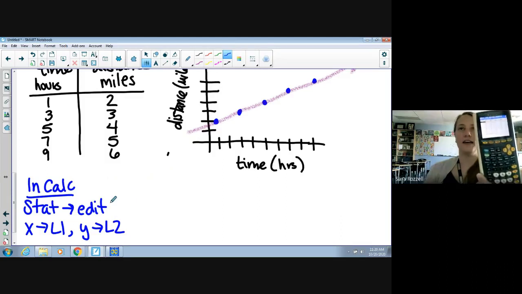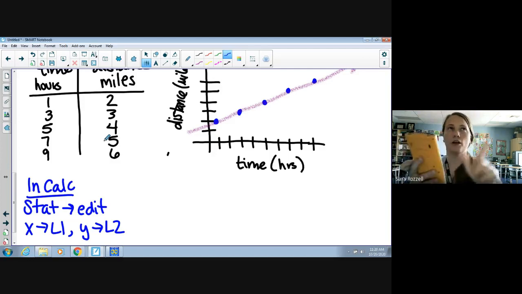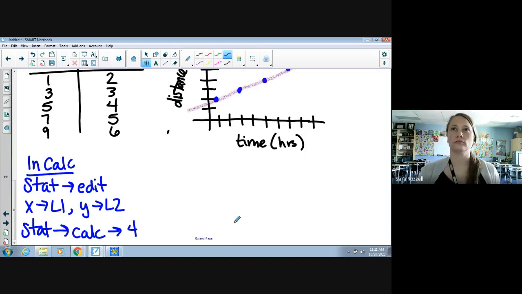So right now, if you have a calculator available to you, or you've got one on your Chromebook, go ahead and type your X's in L1, just in that same order, and your Y's in L2. So we're just going to, in the L1 column, 1, 3, 5, 7, 9. In the L2 column, 2, 3, 4, 5, 6. If you pulled up the one on your Chromebook, I don't know if you can type the numbers or you have to click them. So do we have our sets of numbers in our table?